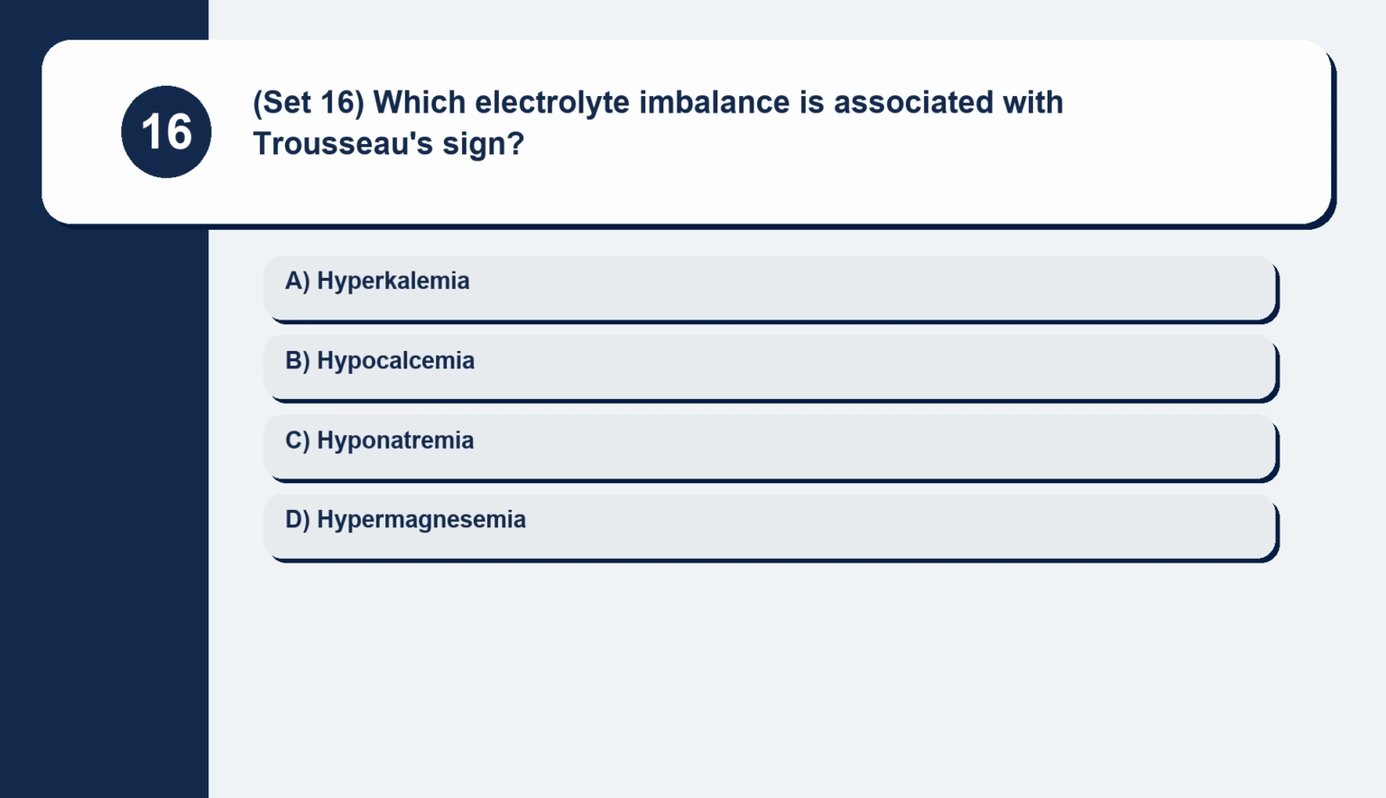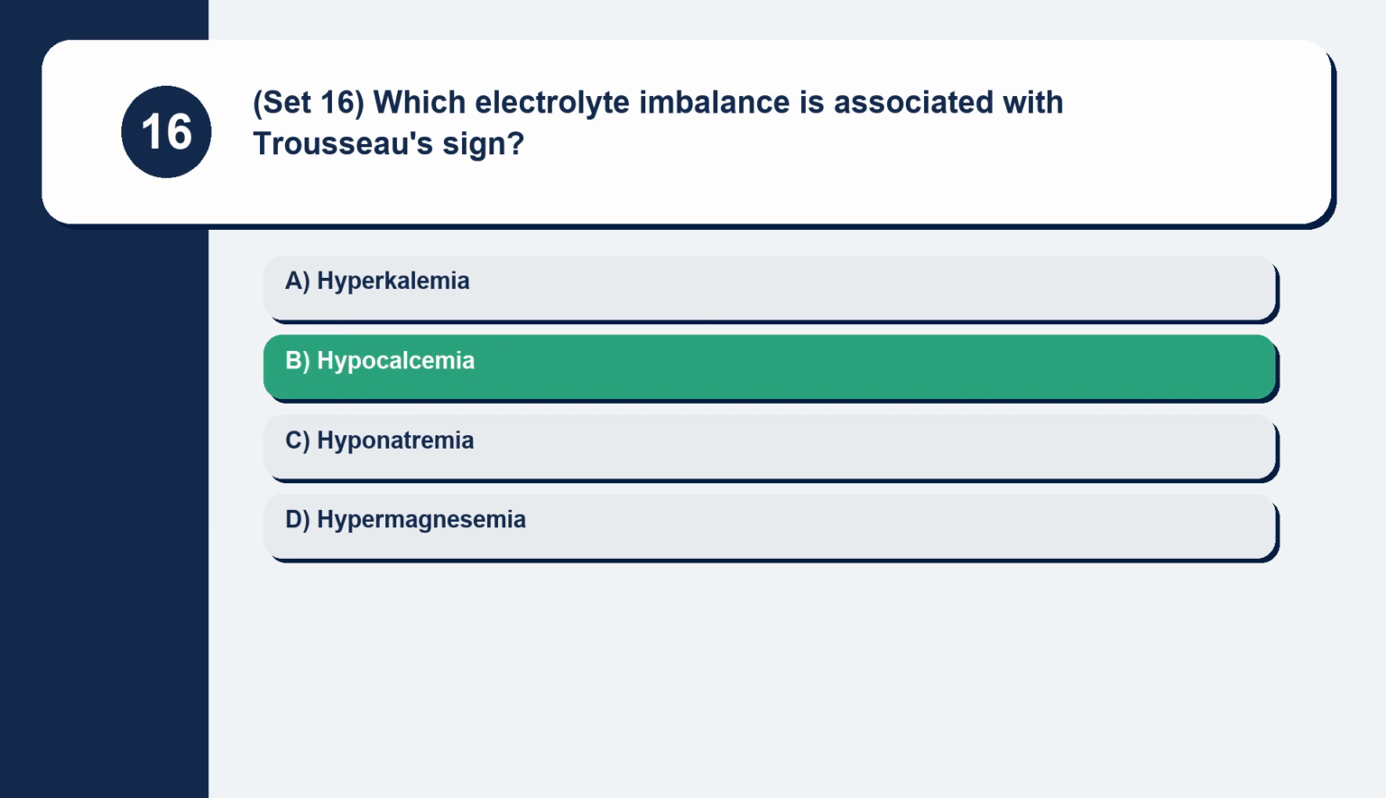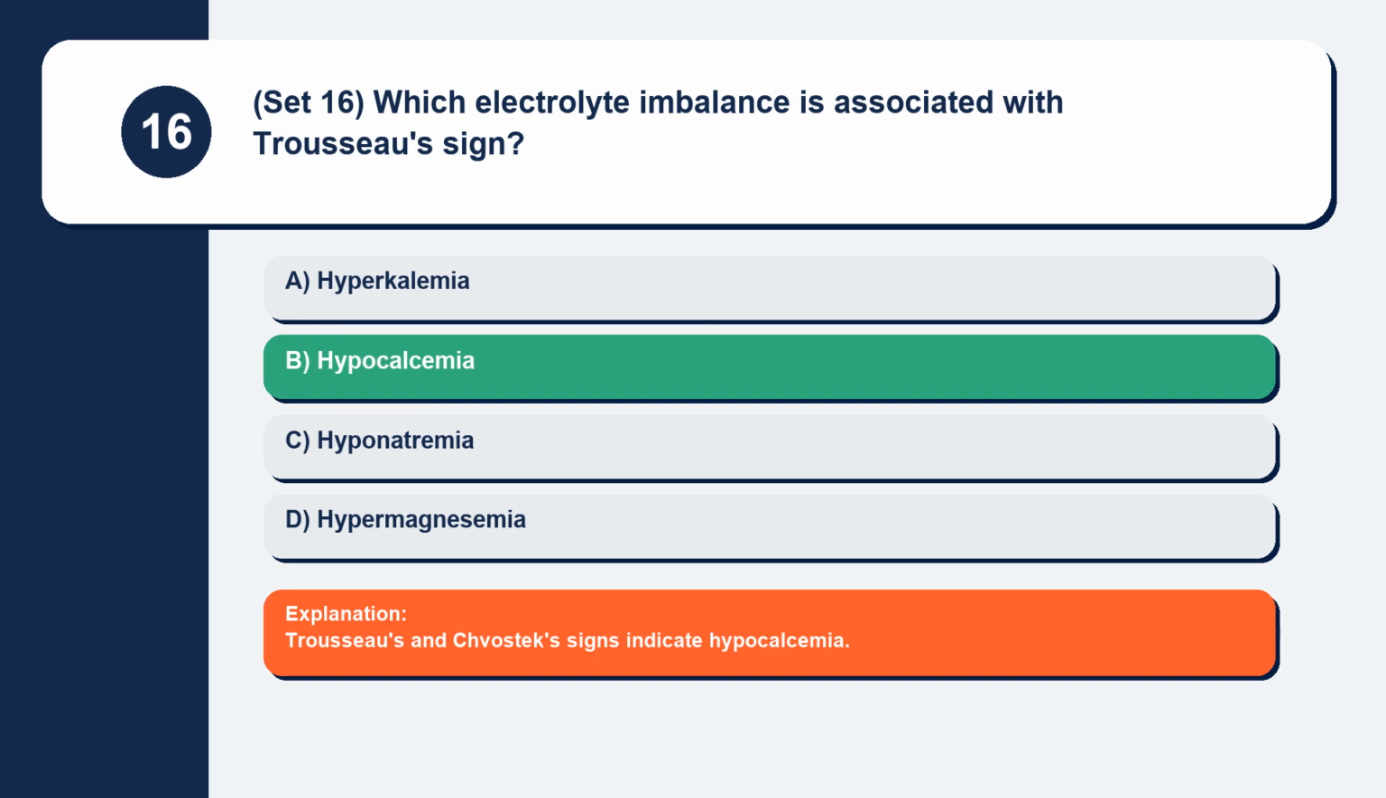Question 16. Set 16. Which electrolyte imbalance is associated with Trousseau's sign? Hyperkalemia, hypocalcemia, hyponatremia, hypermagnesemia. Trousseau's and Chvostek's signs indicate hypocalcemia.